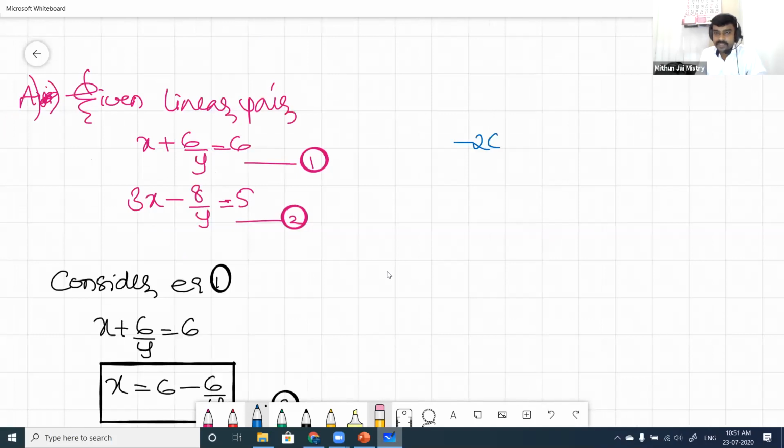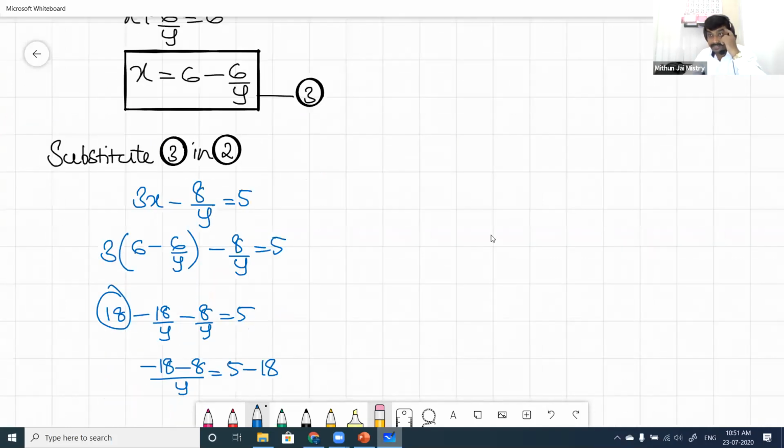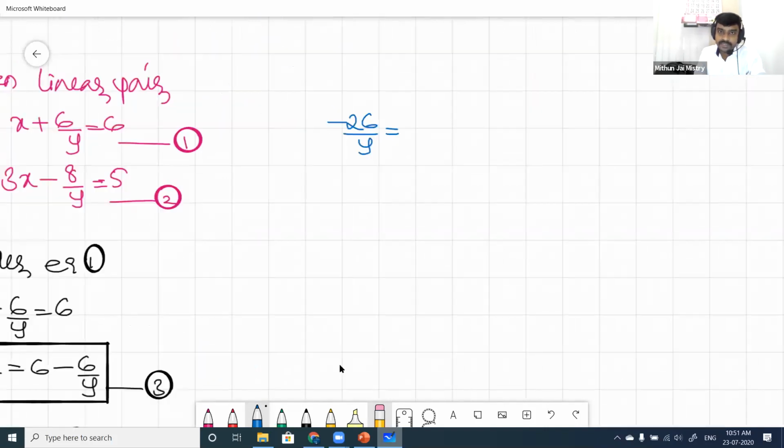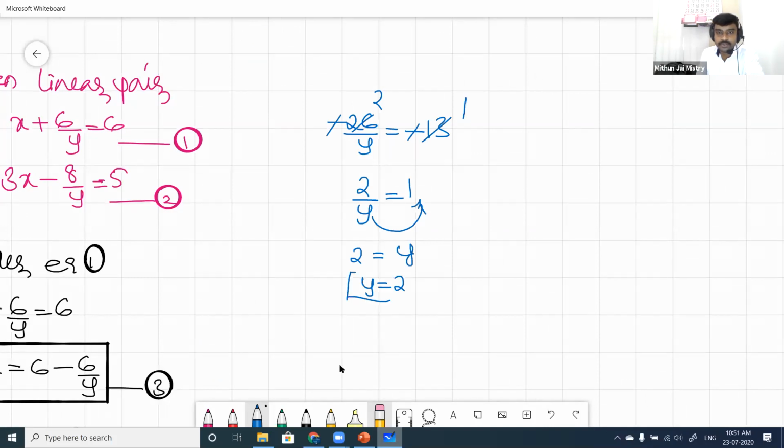by y is equals to, now coming to the right hand side, what we will get? Right hand side we will get 5 minus 18 is minus 13. Minus and minus will get cancelled. 13 ones are, 13 twos are. So we are getting 2 by y is equals to 1. Now take this y other side. You will get 2 is equals to 1 into y. That is y is equals to 2. Wow, we got the value of y is equals to 2.